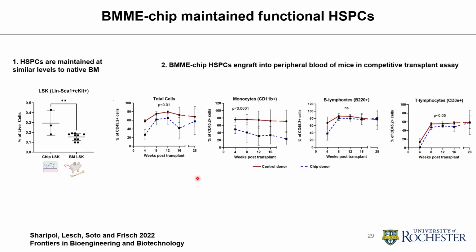values. And when we took the cells from the chip and injected them into mice that have been irradiated, so they have bone marrow failure, these cells can engraft into the bone marrow and repopulate the bone marrow cells and also repopulate blood populations as well. So here is a snippet of the data. We can see that our chip cells were able to repopulate the monocytes, B lymphocytes, and T lymphocyte populations.